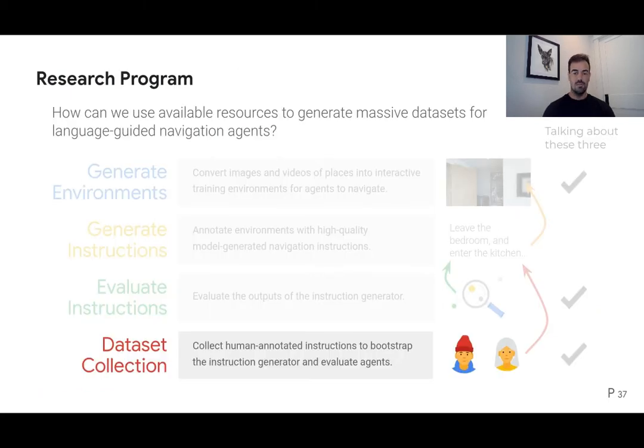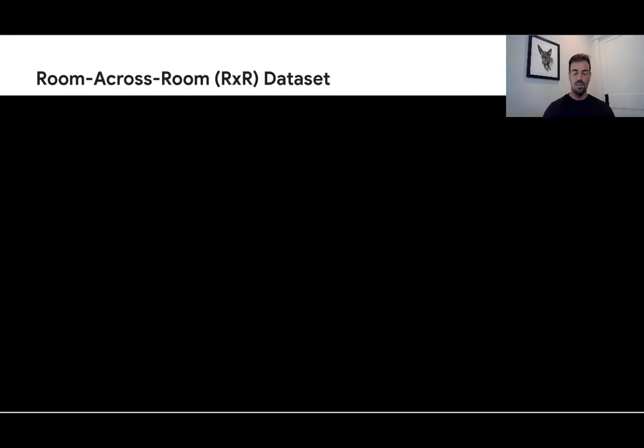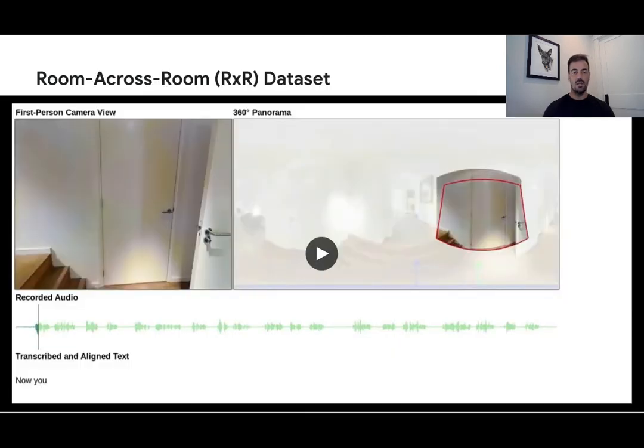So having talked about our work on evaluating grounded navigation instructions with some firm conclusions, I now want to talk about the final aspect of this program, which is dataset collection. So recently we collected a new dataset, which we call Room Across Room, or RXR. And this is effectively what the data collection interface looks like.